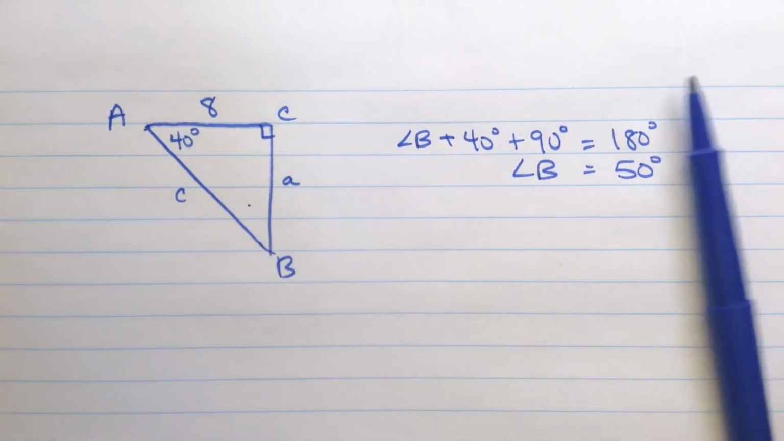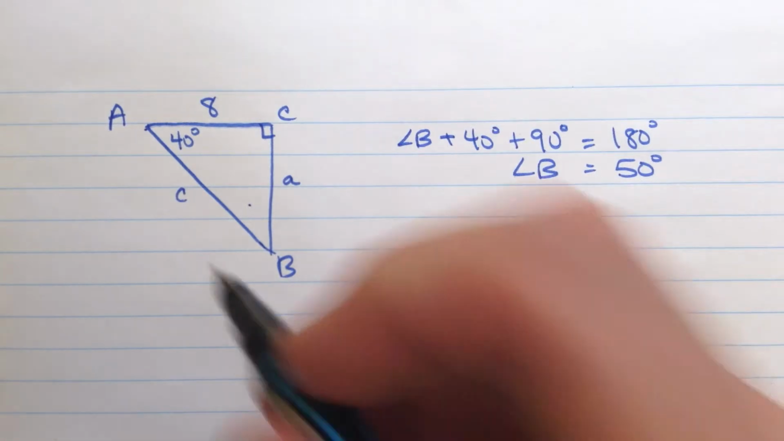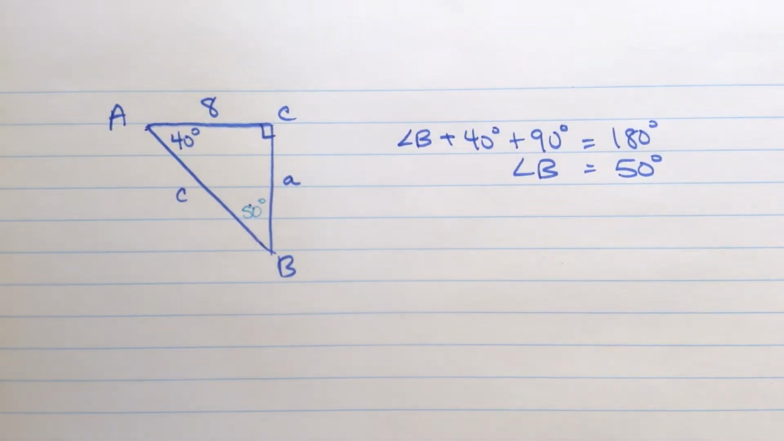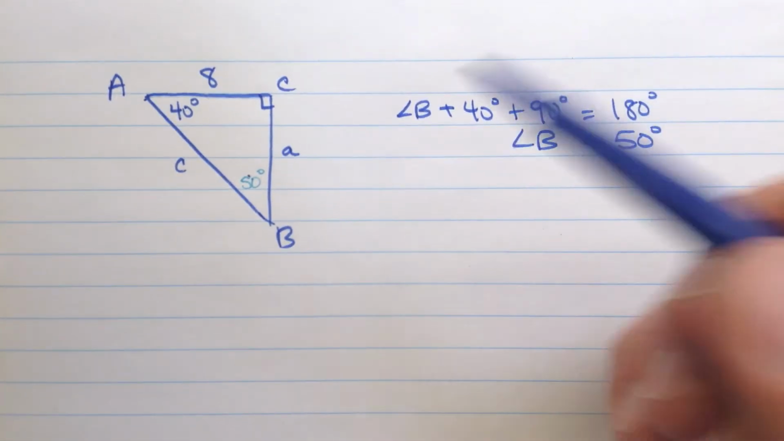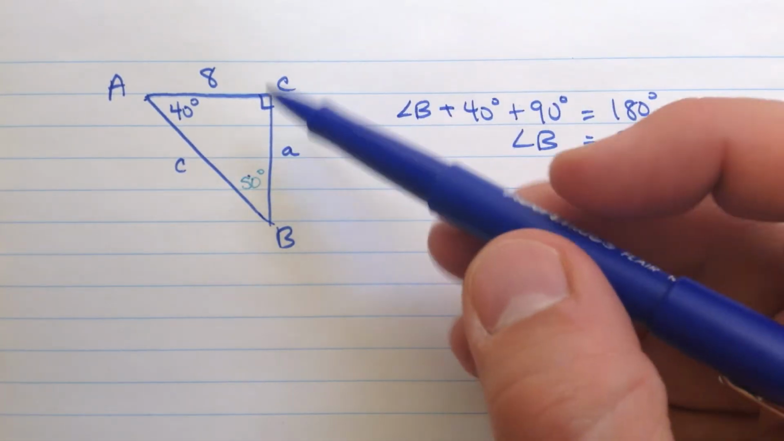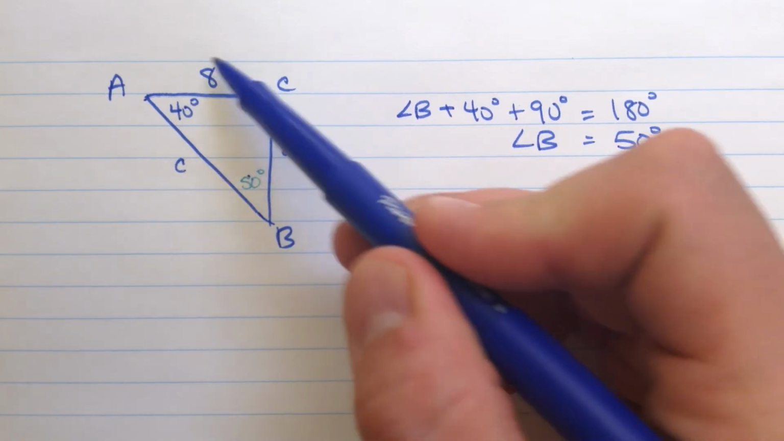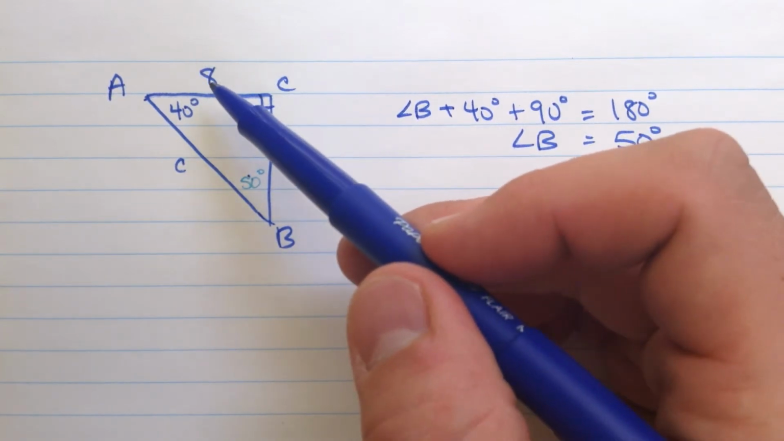So I'll just write that. Maybe I'll use a different color here. I'll just write that on the diagram. That's 50 degrees. So that's nice. We know that. Let's see. We can use a few other things to try to figure out these values. So we know 8. So we want to make sure we include this side in whatever calculation we do.